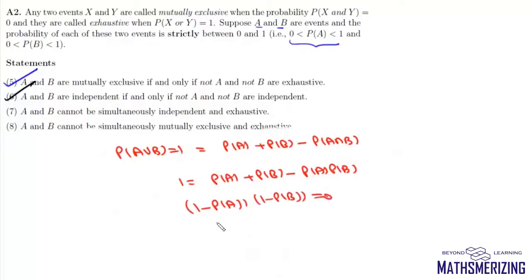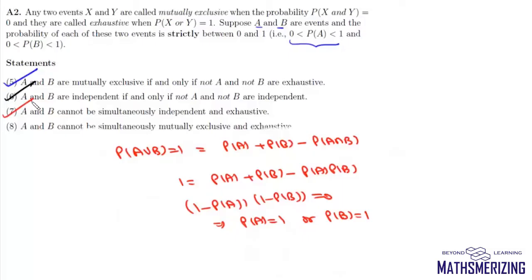It is equal to 0. From here we get this condition that either PA is 1 or probability of B is 1, but in the question it says both probability of A and probability of B strictly lie between 0 and 1. That means the statement 7 is also correct.